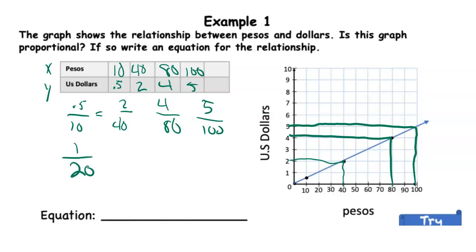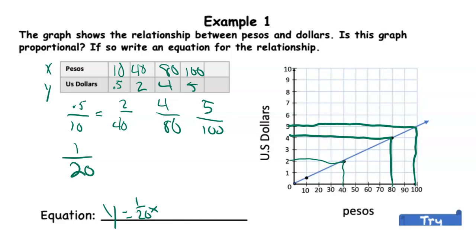So now, there's two ways we could write this equation. We could leave it as a fraction. And we could just say y equals 1 over 20 times x. That means you would multiply the number of pesos you have by 1/20, and that would tell you how much money you have in US dollars.